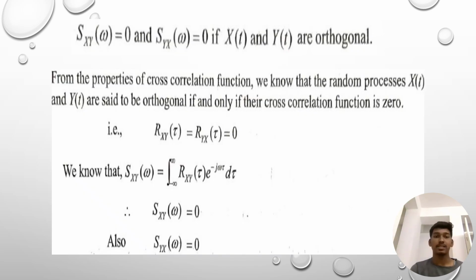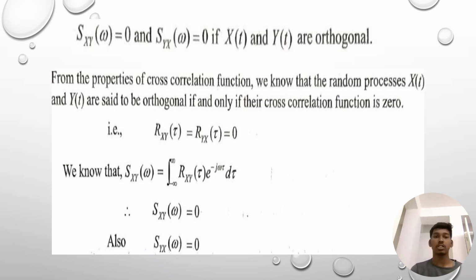Next, Sxy of omega is equal to 0 and Syx of omega is equal to 0. If both processes x of t and y of t are said to be orthogonal, it means the cross power spectral density must be 0. Let us see the proof.